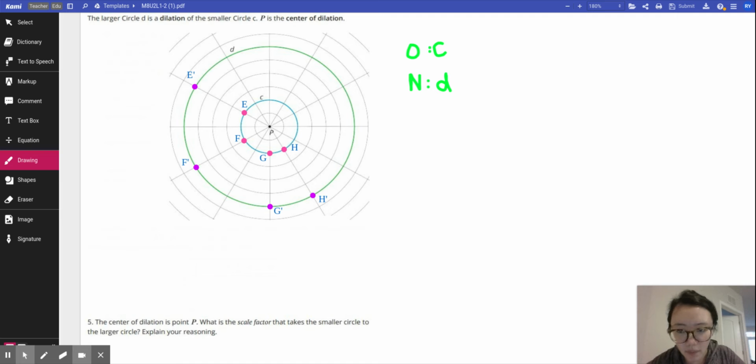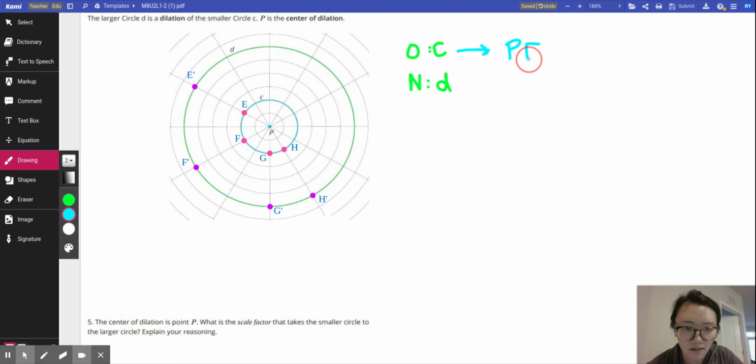All right, so once you unpaused and figured it out for yourself, hopefully, let's count. So from P, and we can really use any of these points, let's use point E. So from point P, the center of dilation, it's 1, 2 units. So from our old circle, which is circle C, from P to E, segment PE, it is 2 units.